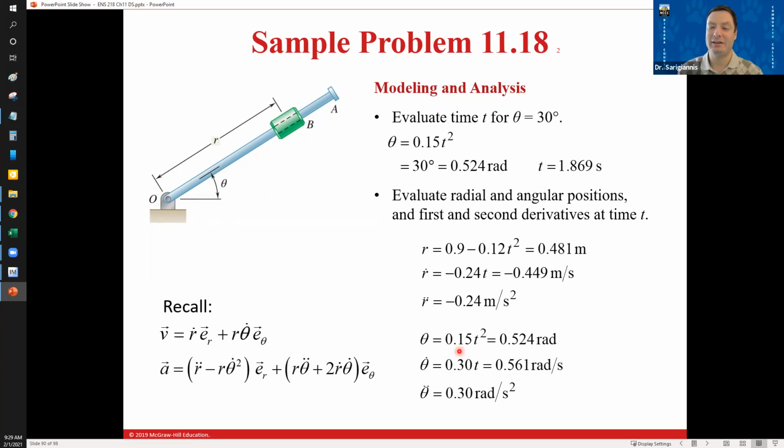And then theta. Theta starts off as this. Your first derivative is this, 0.30 t, and that gives you the radians per second. And then your second derivative gives you radians per second squared. Now, those are the individual components. We still need to plug them into the overall acceleration.